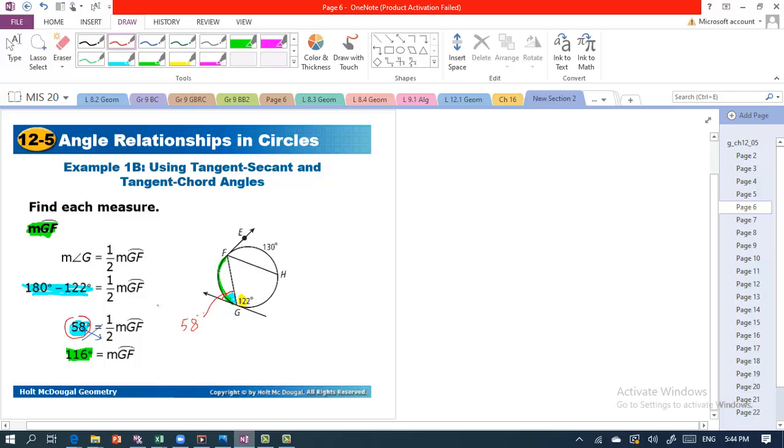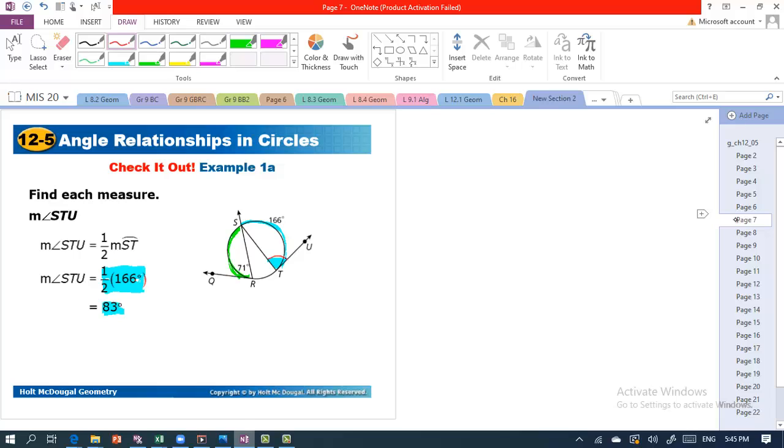So to find the angle, we say 180 minus 122, the adjacent supplement angle, which gives us 58 degrees. Since this angle intercepts the arc FG, the angle is half of the intercepted arc. So 58 is half of the arc FG. Cross multiplying, 2 times 58 is 116. So the measure of arc GF is 116 degrees, double the angle we found from the supplement 122. So indirectly we find the answer to our second example.